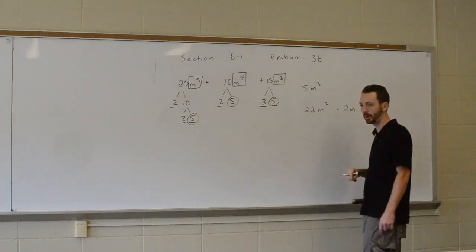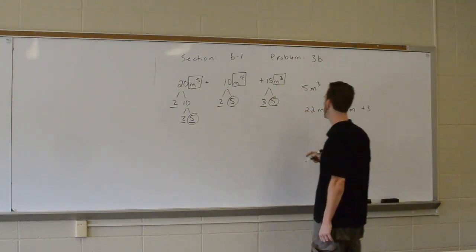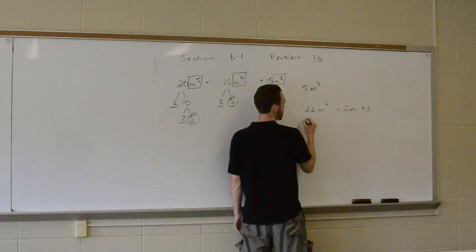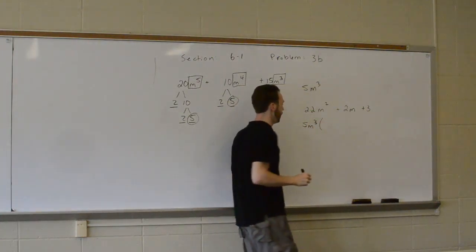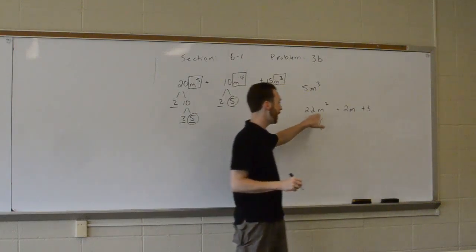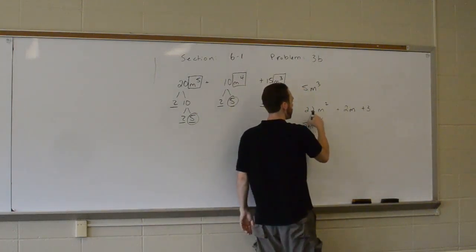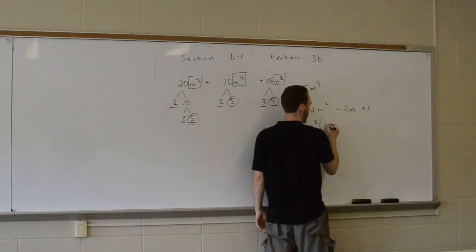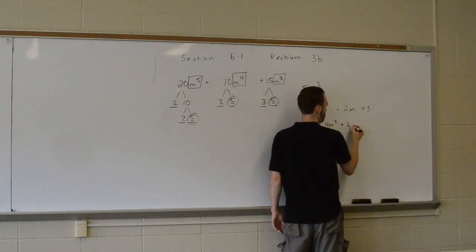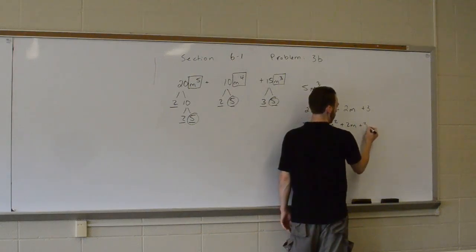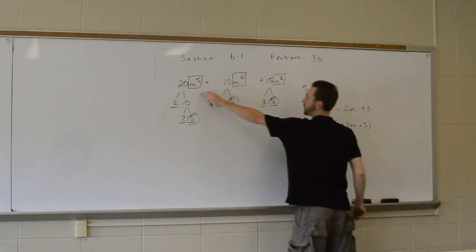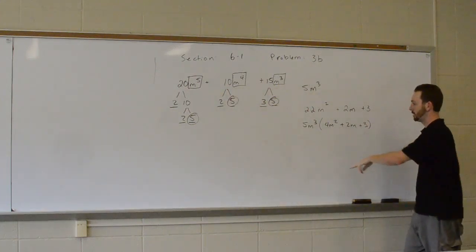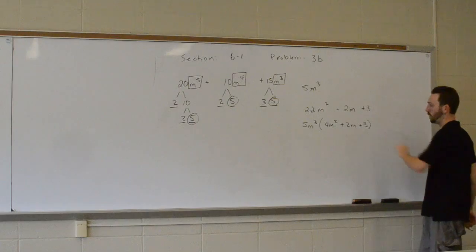So we need to find a way to combine these together. And so we write that in this way. We put our common factor out front. That needs to be multiplied by what's left over. So we have 2 times 2 times m squared, which is 4m squared. Then we have 2m, and we have 3. So if we factor out the greatest common factor from this expression, this is what we get: the greatest common factor times what's left over.